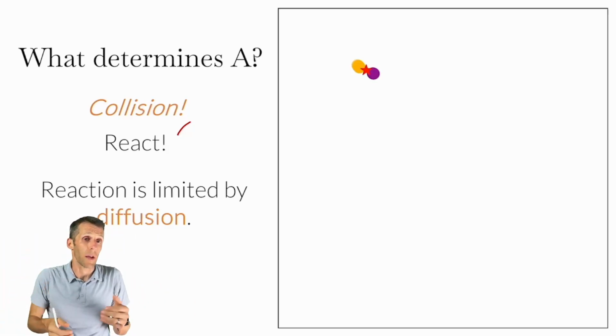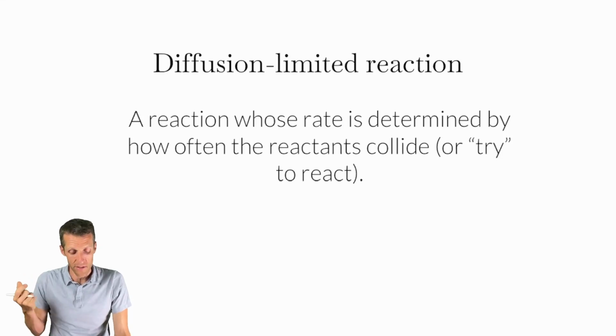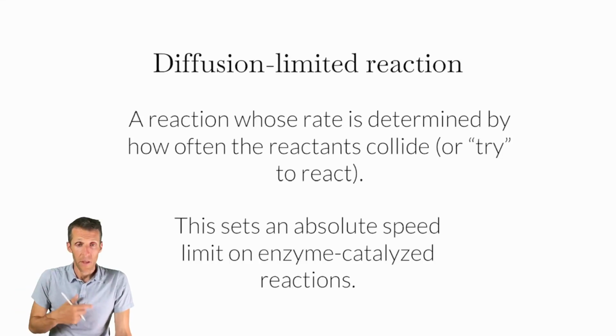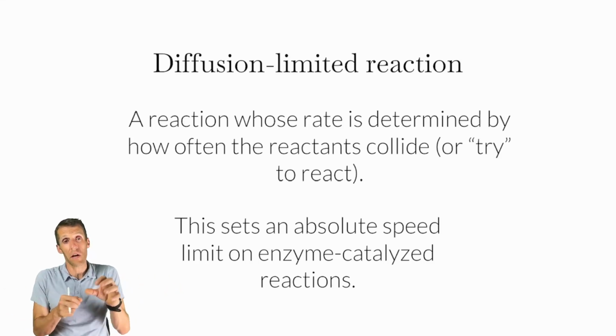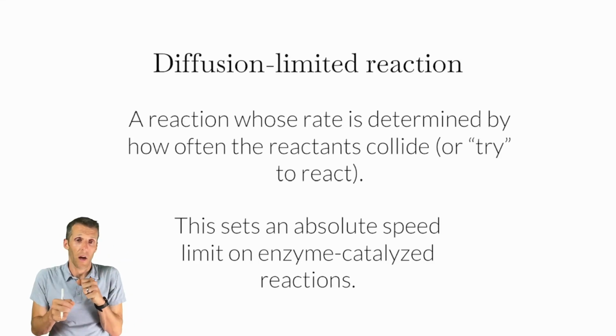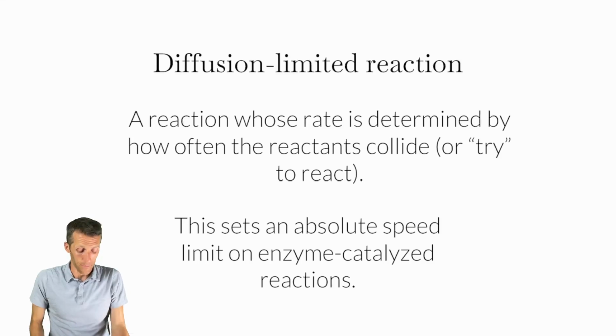What's the diffusion rate? And in fact, the fastest that an enzymatically catalyzed reaction can go, or basically any reaction, is what's called diffusion-limited. It's any reaction whose rate is determined by how often the reactants collide, or in the words I've been using, how often they attempt to do this reaction. And it's interesting because this actually sets an absolute limit on enzyme catalyzed reactions, right? They can't go any faster than this because an enzyme can't reach out and grab onto a substrate. Instead, it's got to wait for the substrate to find the reaction center.